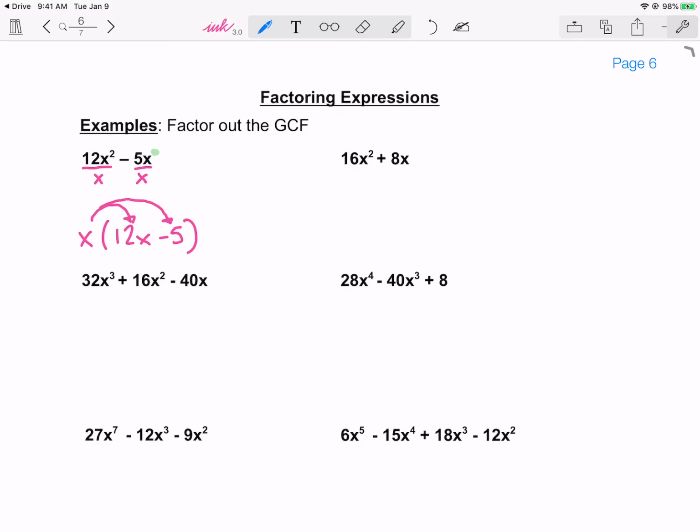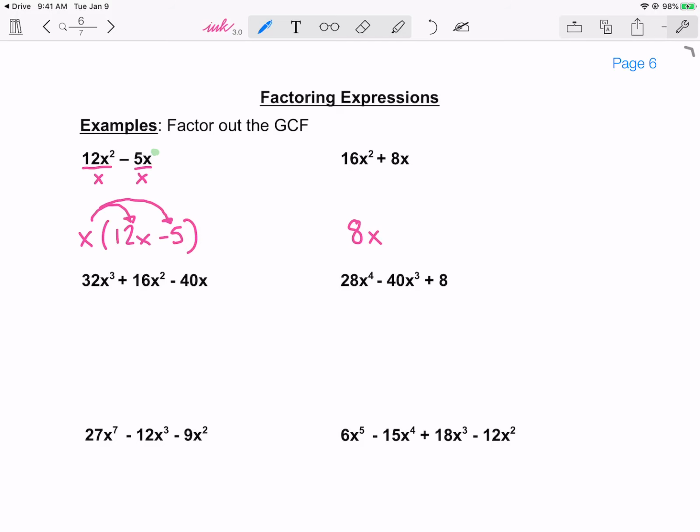So next one, 16 and 8, well, they both have an 8 in common. And x squared and x, I can pull out the smallest number of x's, which is just 1. So now I'm going to divide this by 8x when I figure out what's left in my parentheses. So 16 divided by 8 is 2, and I still have an x left over. And 8x divided by 8x is 1. The most common thing people forget is to write the plus 1, because they think because they factored 8x out that it's just gone. But there's still a 1 left over. And of course we could check: 8x times 2x is 16x squared. 8x times 1 is 8x.